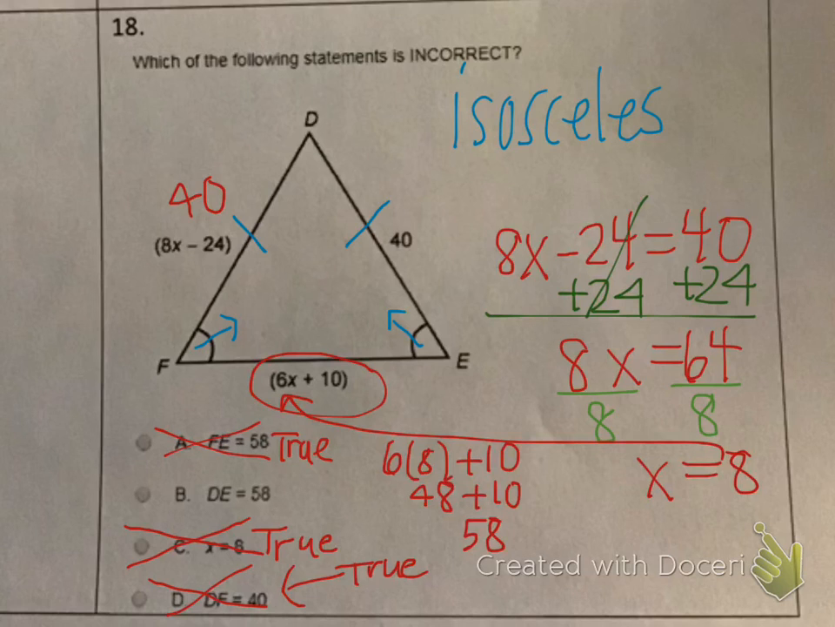Therefore, DE, which clearly is not 58 units, it is clearly 40 units, would be our incorrect answer here.